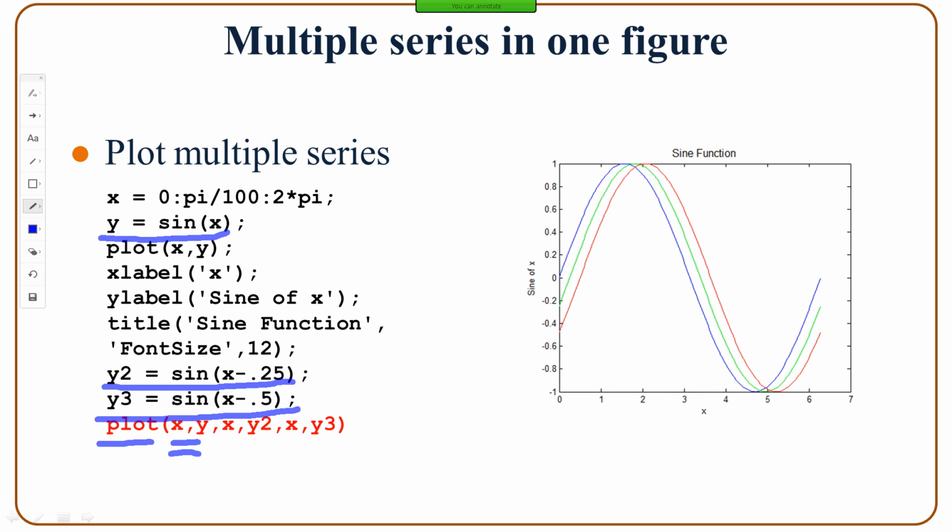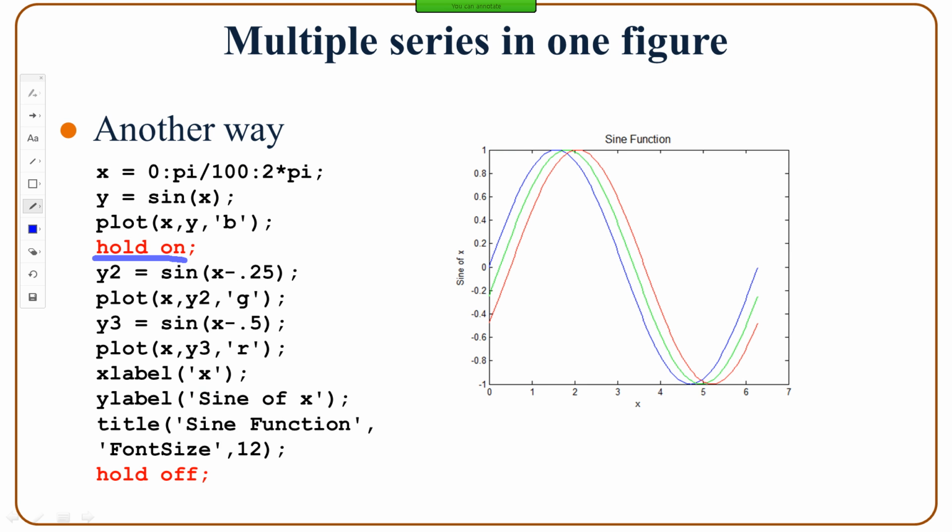Another way is to use hold on and hold off. So after plotting y against x with blue color, you say hold on, meaning that all the next plots would be on the same figure. So you plot y2 against x using green color, and then y3 against x as well, but using red color. You also similarly give it x and y labels and the title, and at the end you say hold off, and the result would be the same as this, with different colors.